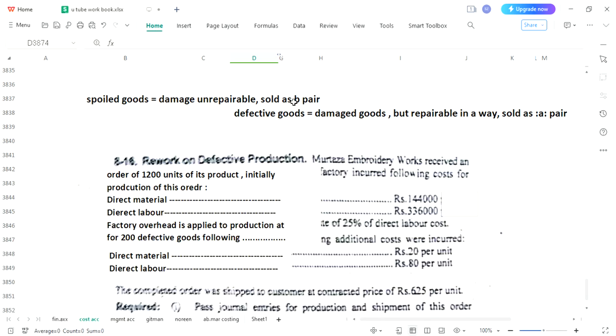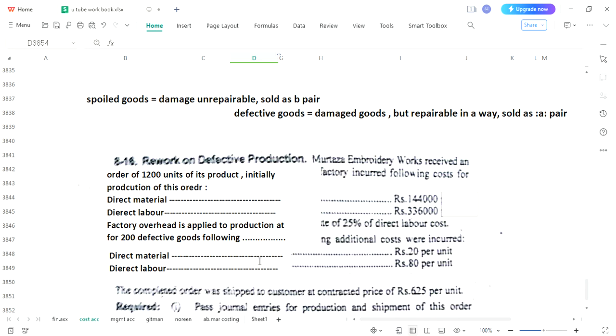Now we'll go back to the question and see. For 200 defective, it has been mentioned that 200 units are defective. Following additional cost has been incurred. How many number of units? 200. So this is direct material per unit, direct labor per unit, and FOH will be calculated according to this statement, 25% of labor cost. So we are here to put amounts on second entry.